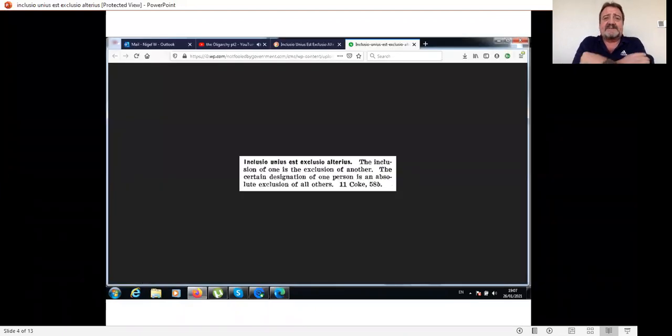All right, moving on to the next slide. Here again, this is from Black's Law Dictionary, and it states, inclusio unius est exclusio ulterius, the inclusion of one is the exclusion of another. The certain designation of one person is an absolute exclusion of all others. Now that reference there, 11 Code 58B, refers to the court case. It's nothing to do with that black sugary rubbish. It refers to the court case in which this was brought forward, basically.